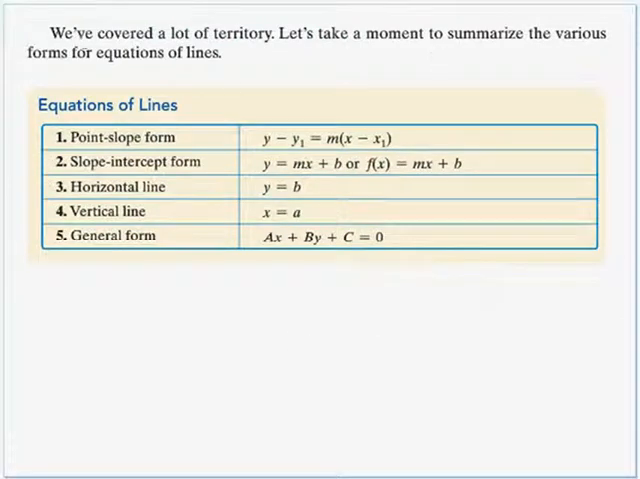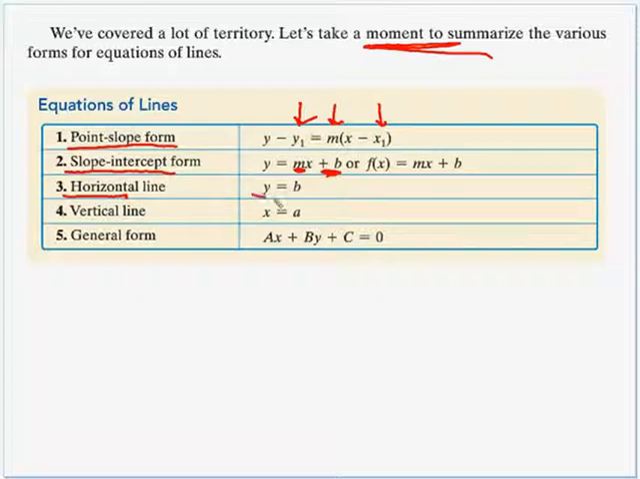So now we've covered quite a bit of territory. Let's step back and take a look at a summary of all the various equations of lines. Point-slope equation, very handy if they give you a point and the slope of the line. Slope-intercept form is very good to find the slope and the y-intercept of a line. Very easy to graph in that one.